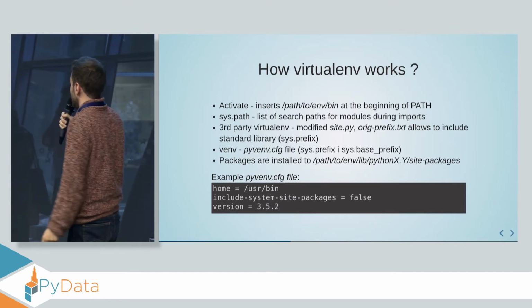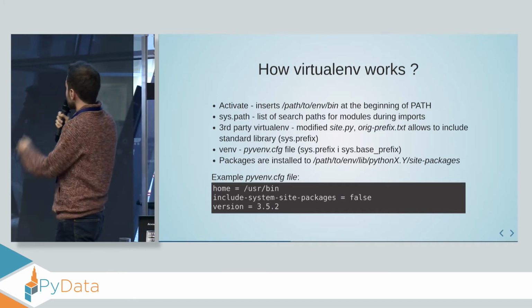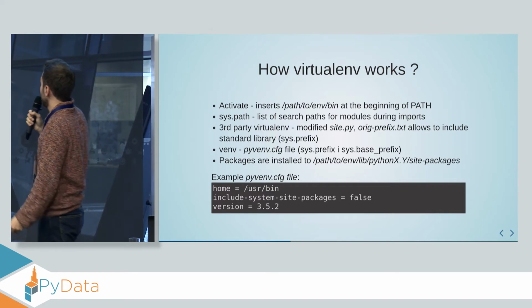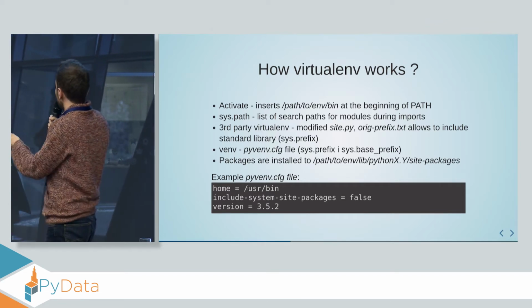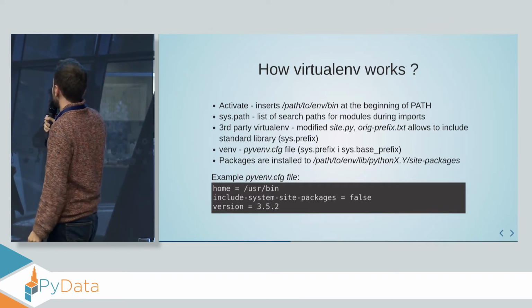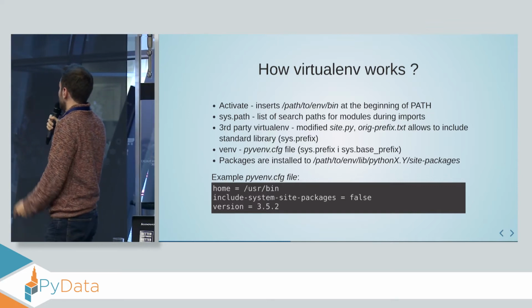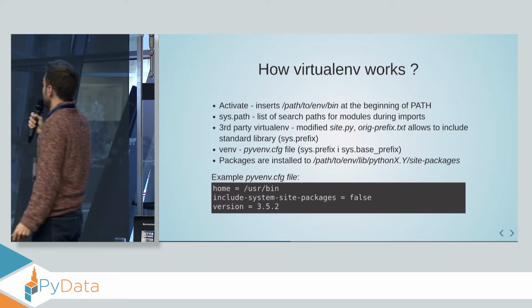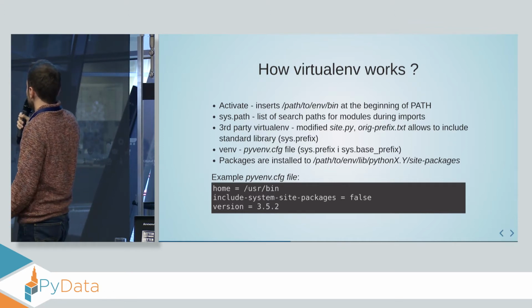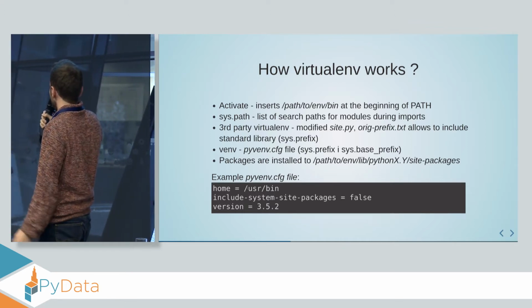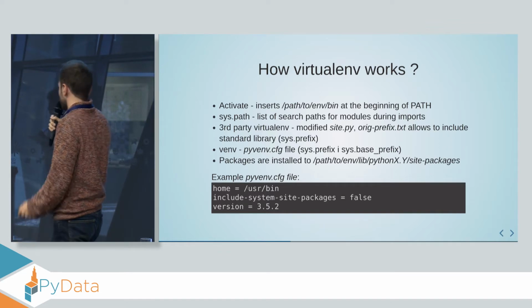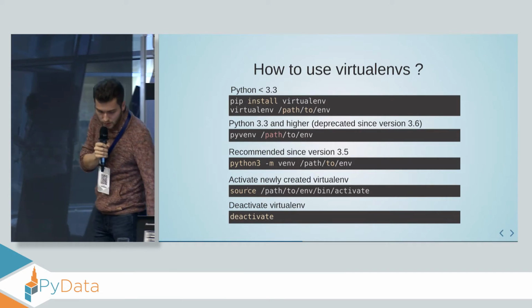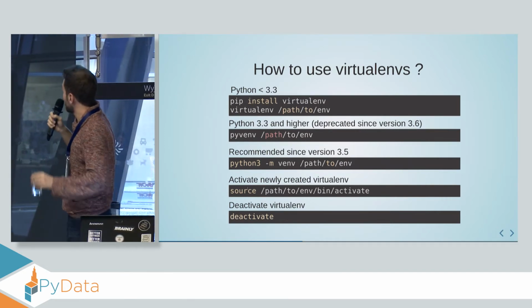You can inspect them here. And you can see how the pyvenv.cfg file looks. Home just points to the location of the Python binary from which the virtualenv was created. And the include-system-site-packages, we can set to true if we want to use the packages installed on the system Python, and also the version. So how can we use it? It's quite straightforward.